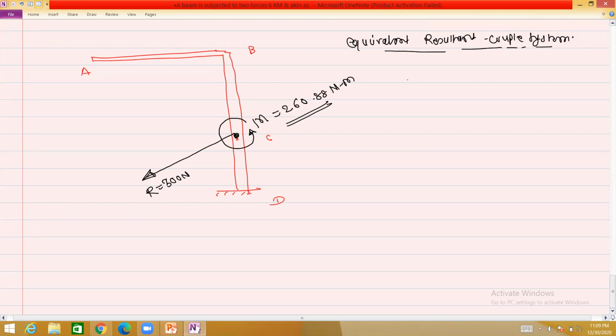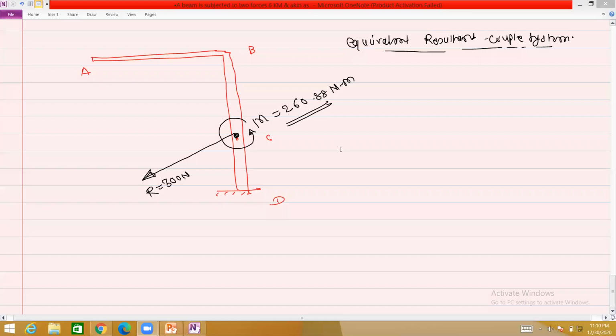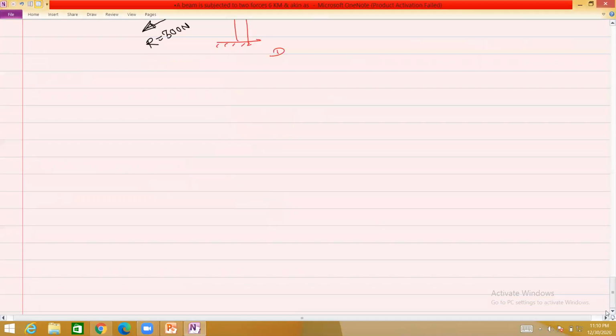Okay. So I hope this problem is clear to you. This was the last part of your first module. So now we will start with module number 2, that is the equilibrium of the forces.